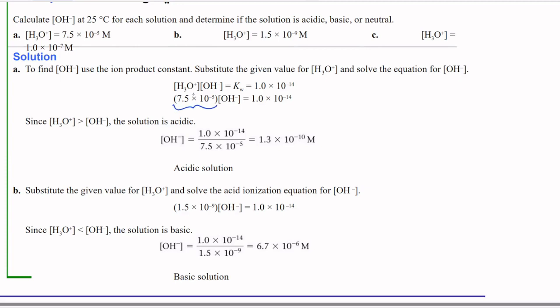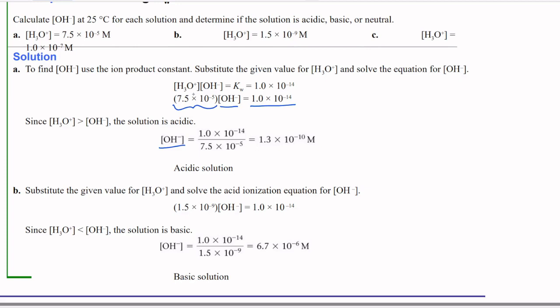7.5 times 10 to minus 5th is our H3O plus concentration. Multiply that times the hydroxide ion concentration, which we don't know. That's our variable here, and set that equal to 1 times 10 to minus 14. So if we solve for the hydroxide ion concentration, we get 1 times 10 to minus 14 divided by 7.5 times 10 to minus 5th, which is equal to 1.3 times 10 to minus 10.